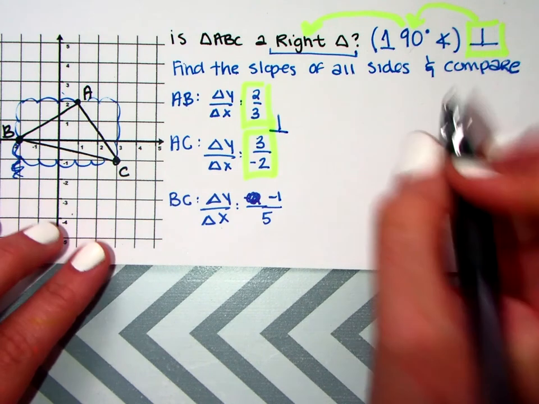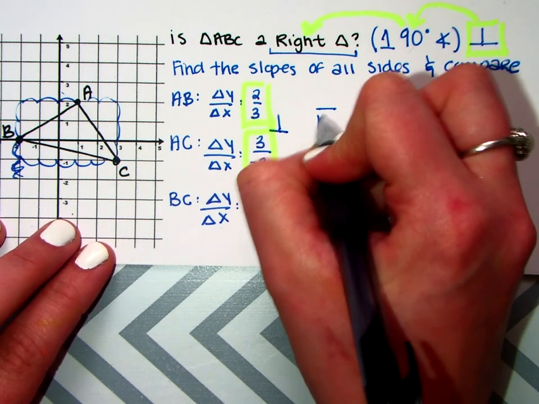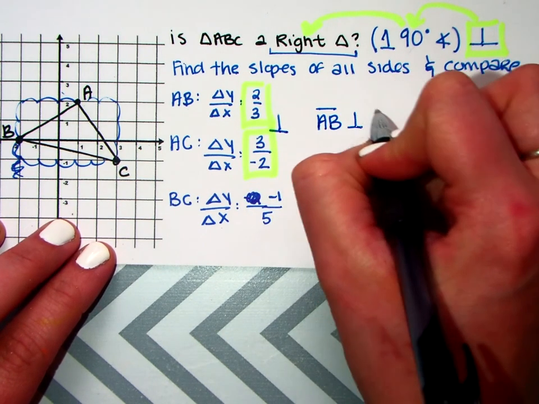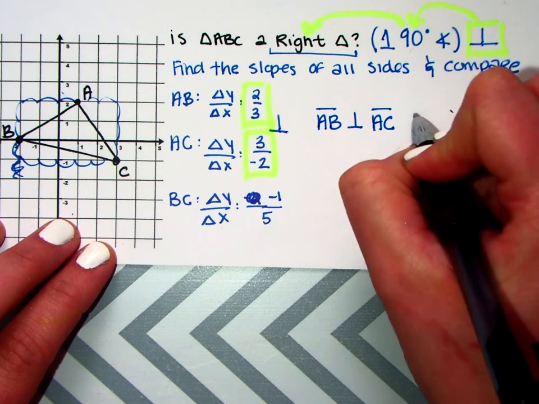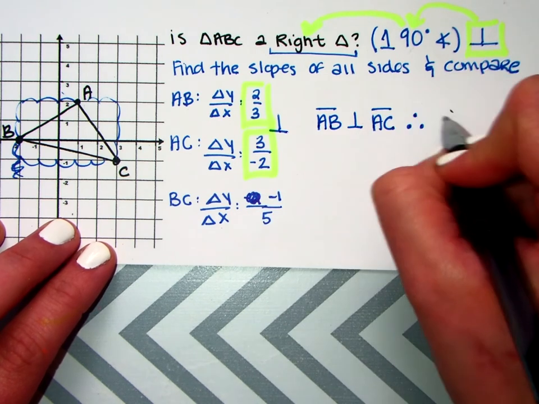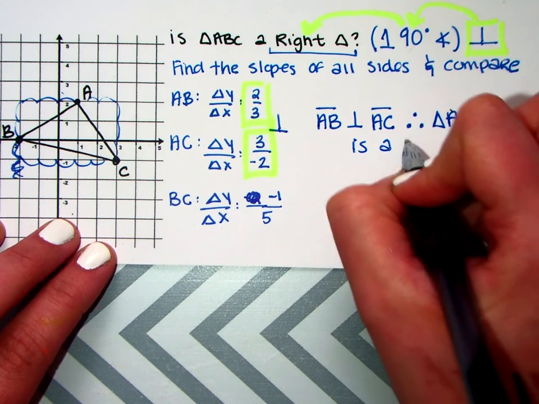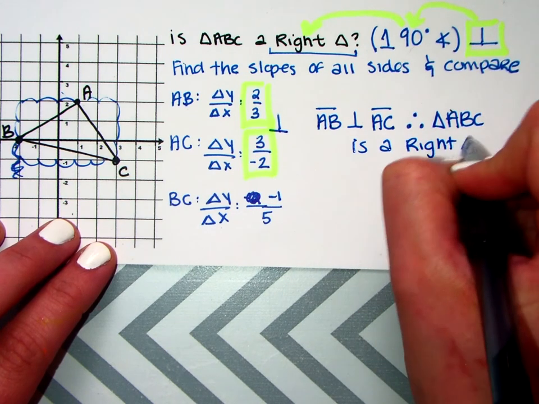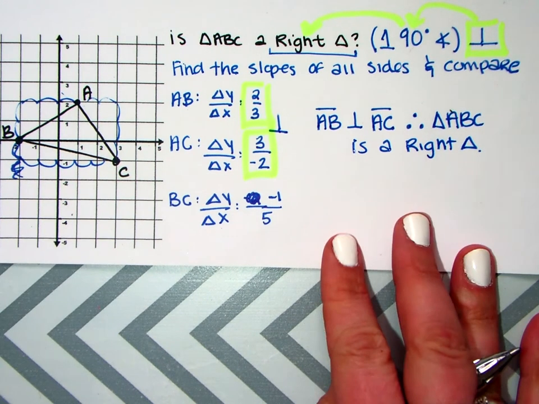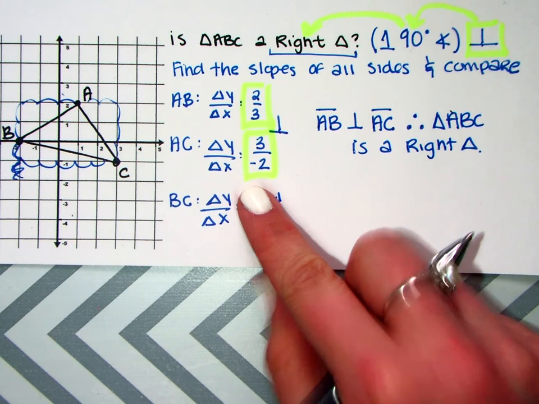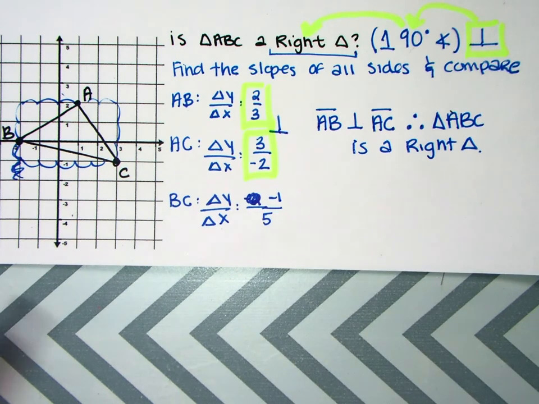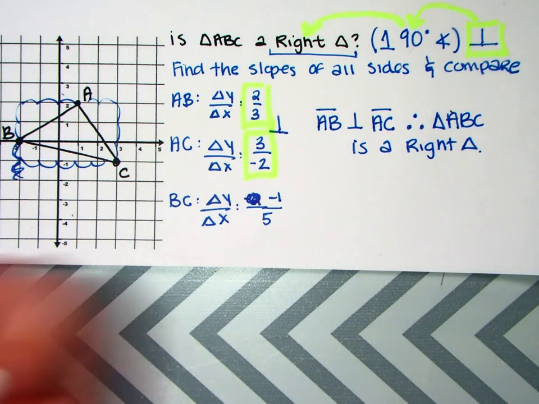So our final sentence is going to read, segment AB is perpendicular to segment AC. Therefore, triangle ABC is a right triangle. All you have to do is find perpendicular slopes. Notice how we didn't manipulate those slopes. I didn't make them perpendicular. I found the slopes of each of them and compared.